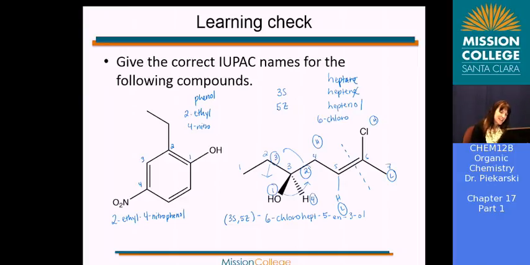So this is the reason why I like the new naming system, because the number's directly in front of the suffix name. Whereas before, it would have been a 5-heptene and then a 3-ol. It gets a little confusing, like, okay, is the 3 in front of the ol or whatnot? So just always use the new naming system when you do these problems.